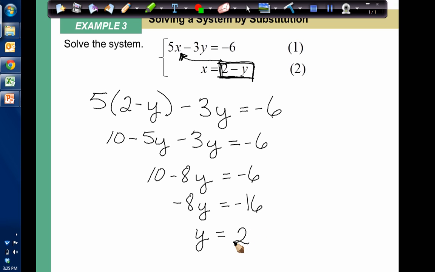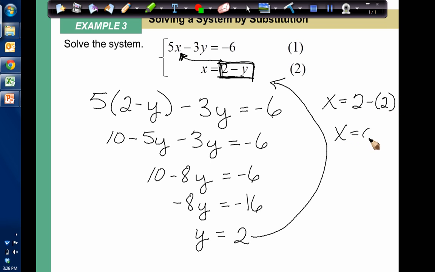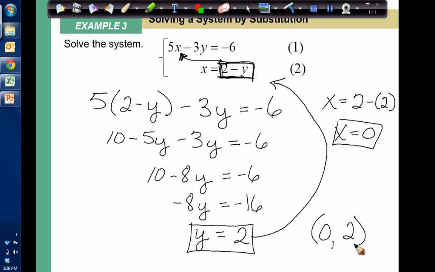Okay, but this is not the end. This is something you have to really try to remember. We have one of the 2 variables solved, but we need to get the other one. So we're going to come back up to the top, pick either one of the 2 equations, and plug in 2 for y. I'm going to use the second equation because I think that will be easier. We'll plug in 2 for y. 2 minus 2 is 0. Now we are finished. We have our x and our y, or if you want to write it as an ordered pair, (0, 2) is the solution to both of these equations.